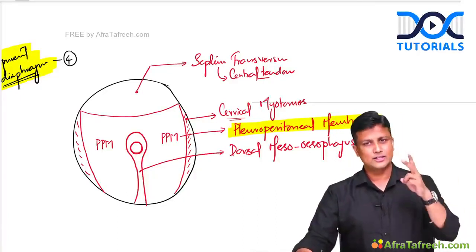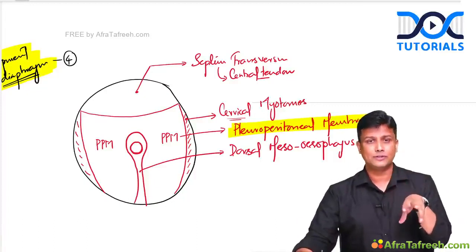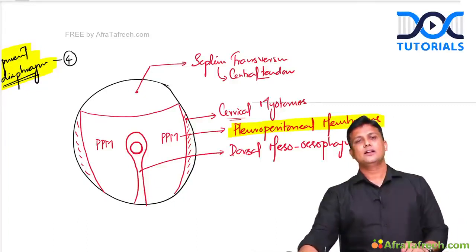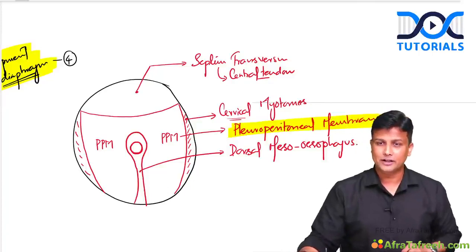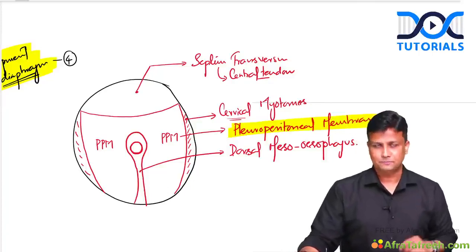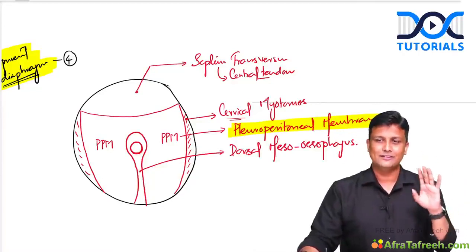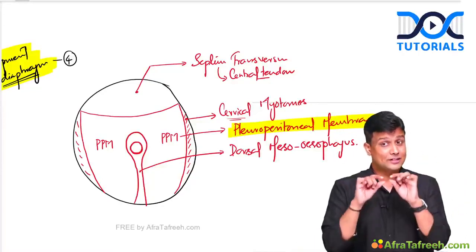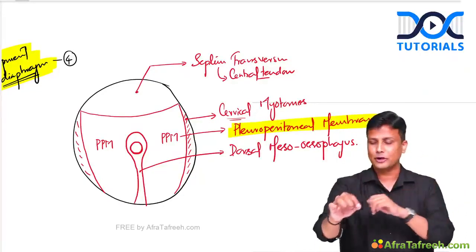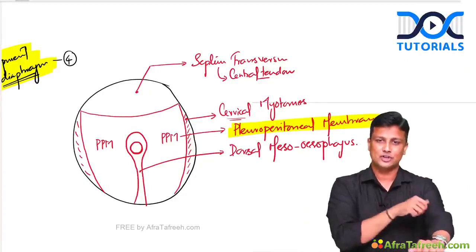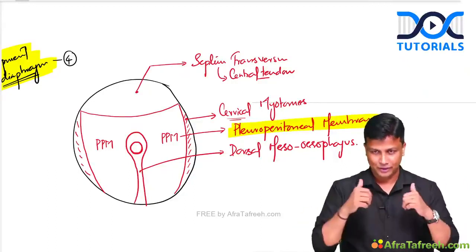So all these questions have already been asked in the exam. Both of these questions have already been asked in the exam, guys. So congenital diaphragmatic hernia and the eventration. I repeat again: absence of pleuroperitoneal membrane, congenital diaphragmatic hernia, and if there is a very thin pleuroperitoneal membrane, it will lead to eventration of the diaphragm.